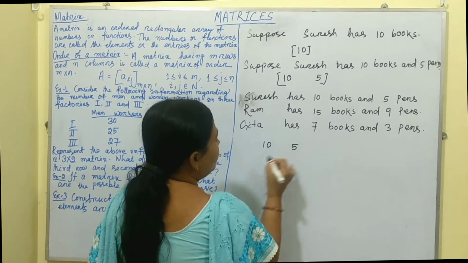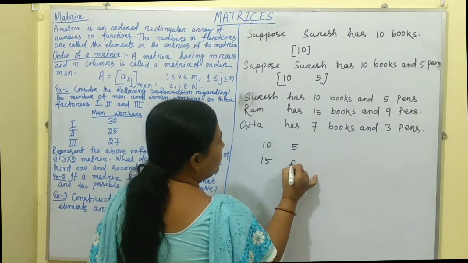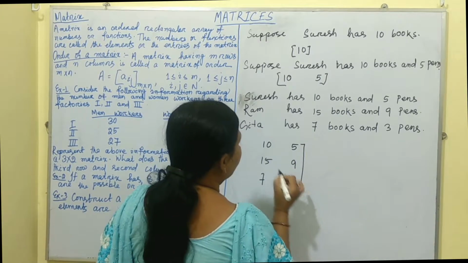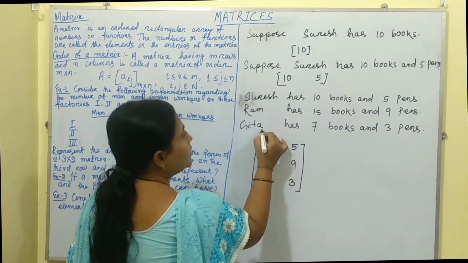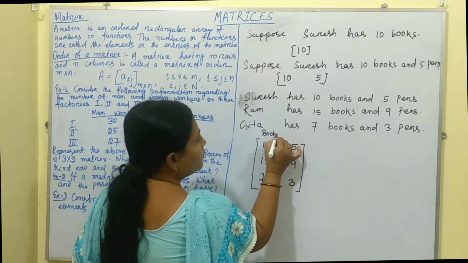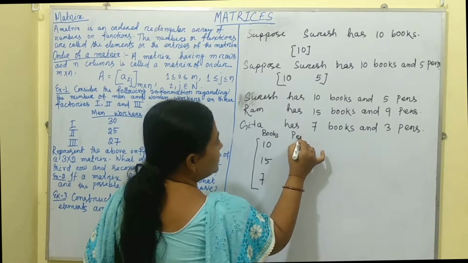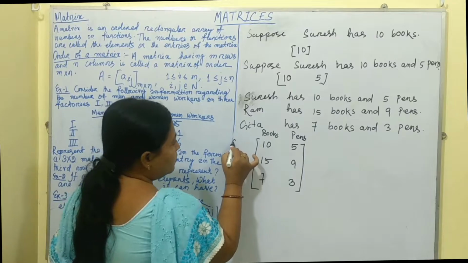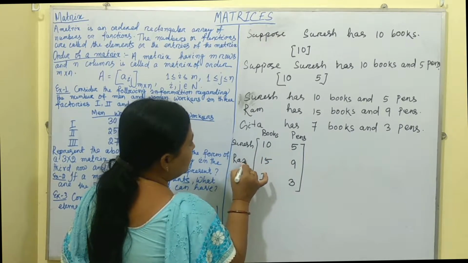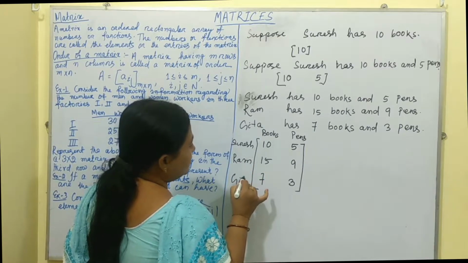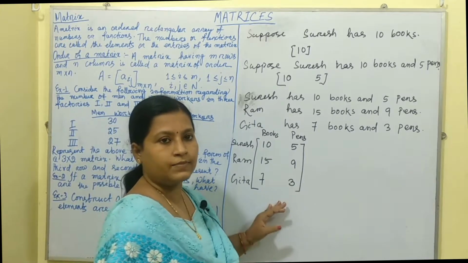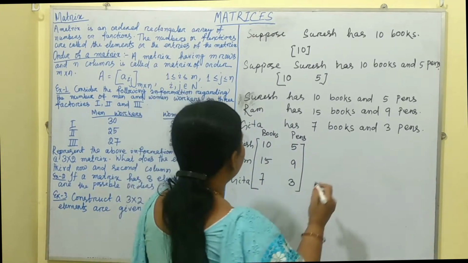10, 5, 15, 9, 7, 3. These lines are for books. This is for pens. This is the information for Suresh, this is for Ram and this is for Geeta. Now we will express this matrix in another form.